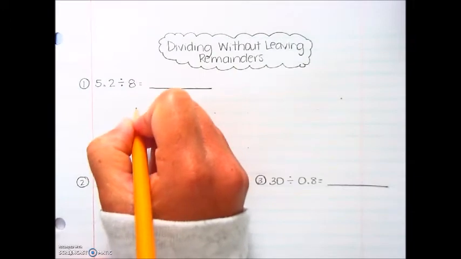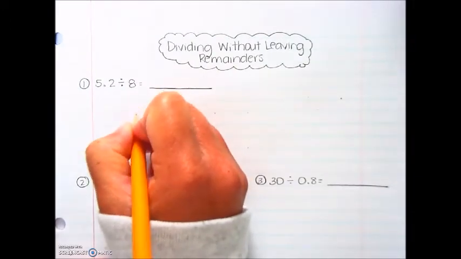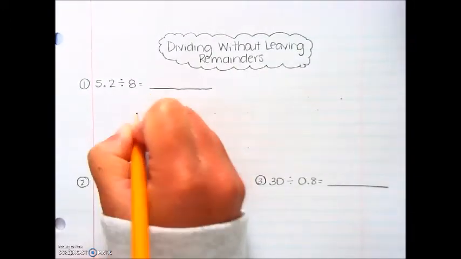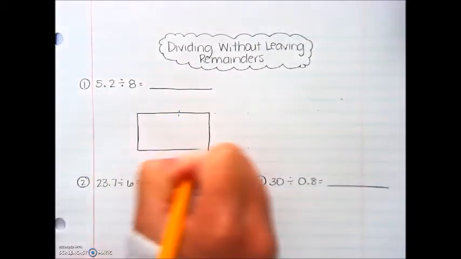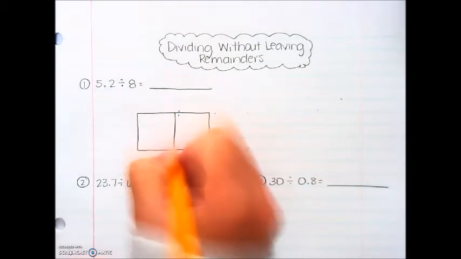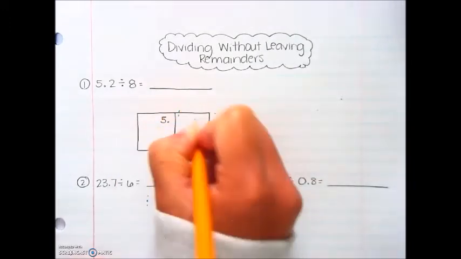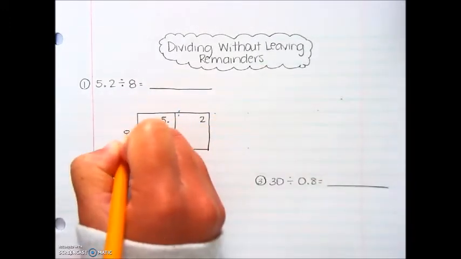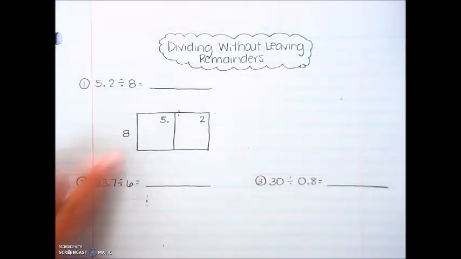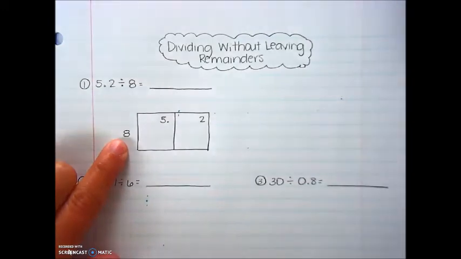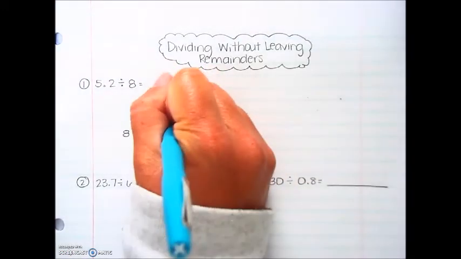So in 5 and 2/10 divided by 8, I'm going to start with my box. I know I'm going to have two columns because I have two digits, the 5 with the decimal point and the 2, and the 8 will go outside. And now before we even start doing the math, we are going to use those decimal divisor or whole number divisor rules. In this case, I'm dividing by a whole number, 8, so I'll bring the decimal point straight up.